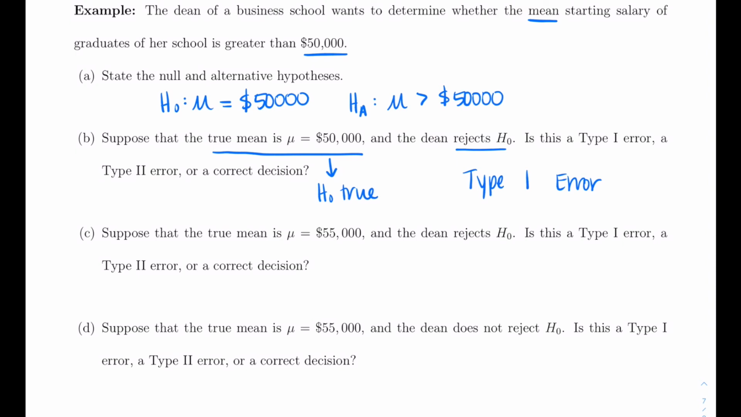Now let's look at part C, the second scenario. In this one, we're told that the true mean is $55,000, and she rejects H naught again. Well, if the true mean is $55,000, then the null hypothesis that states that it's $50,000 cannot also be true. So this is implying that H naught is false, and so you do want to reject a false statement, so here she has made a correct decision.